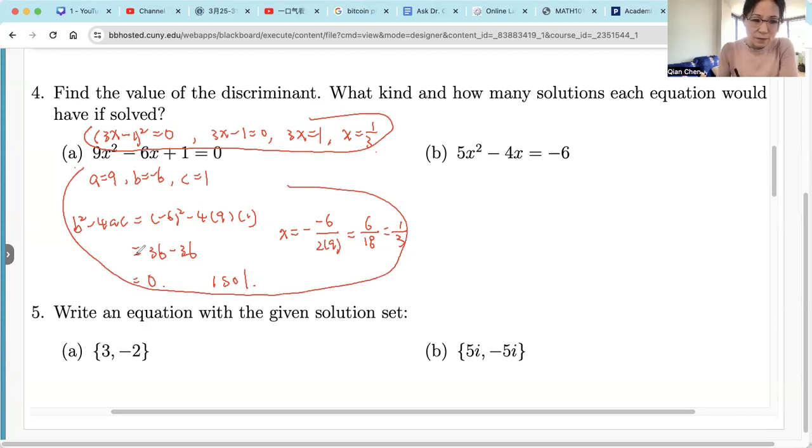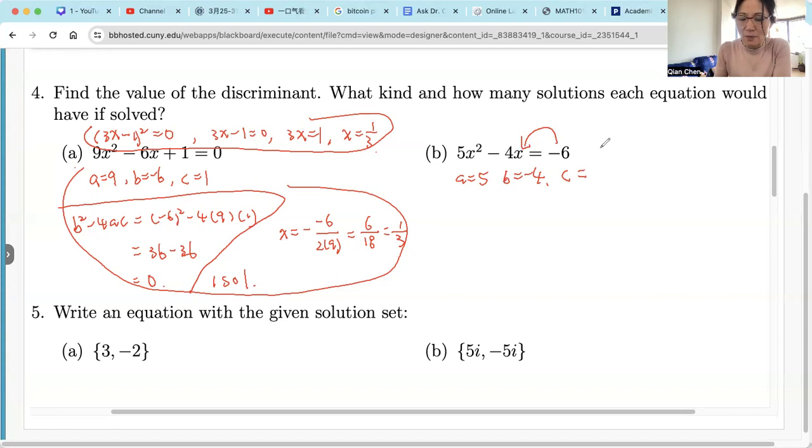So basically this is the part we want to show. We want to show the discriminant equals 0, that's only one solution. Okay, let's see B. B will have A equals 5, B equals -4. What about C? Remember, we have to move everything to one side and leave the right-hand side to be 0. So C is a positive 6.